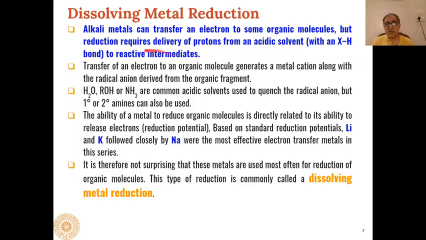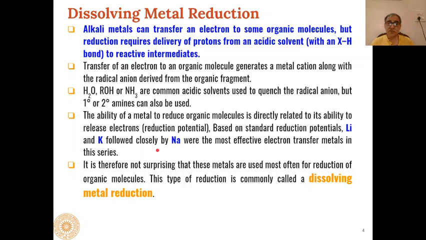So when an electron is transferred to an organic molecule, the metal will be transformed into a cation, and a radical anion of the organic part will be formed, and that radical anion will abstract a proton either from water, alcohol, or ammonia, which are being used as proton donors and solvents for these types of reactions. And if we don't use water, alcohol, or ammonia, we can also use primary or secondary amines as sources of proton transfer to the radical anion.